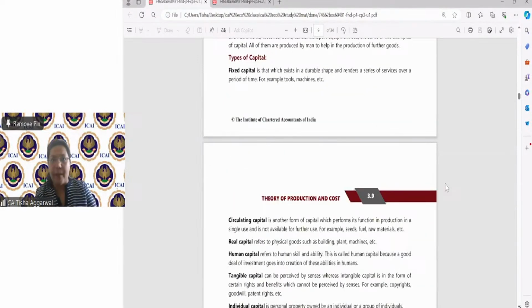The first type of capital is fixed capital. What is fixed capital? Something which is fixed in nature. When I say fixed in nature, that primarily means the tools, machines, etc.